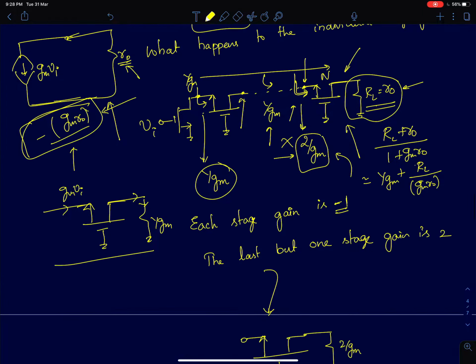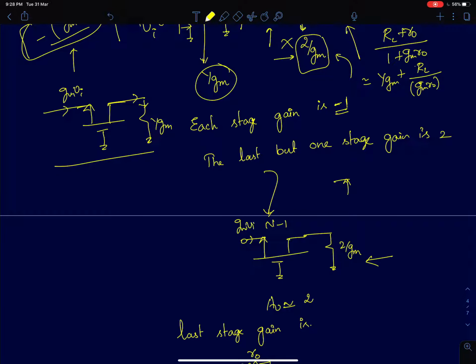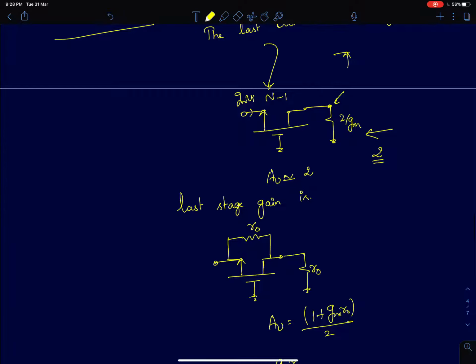Now the last but one stage sees a resistance of value 2 by gm here. So this is the n minus 1th stage. The current entering is gm Vi, so the gain for this stage will be 2. The last stage will see a load resistance of R0. So here you can say that 2 Vi appears here. The first stage offers a gain of minus Vi and so on till the n minus 2 stage the gain is 1, so you will get a voltage of minus Vi. At the n minus 1th stage output I am going to get minus 2 Vi.